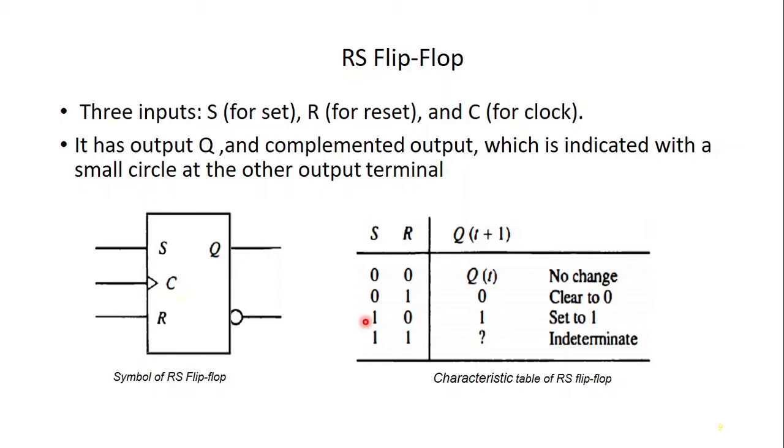When the input S is equal to 1 and R is equal to 0, it is in set state, or the flip-flop will store a 1. And the condition S is equal to 1 and R is equal to 1 is an invalid state. Why? Because the flip-flop is trying to be in both the set state and the reset state, which is an impossible condition.